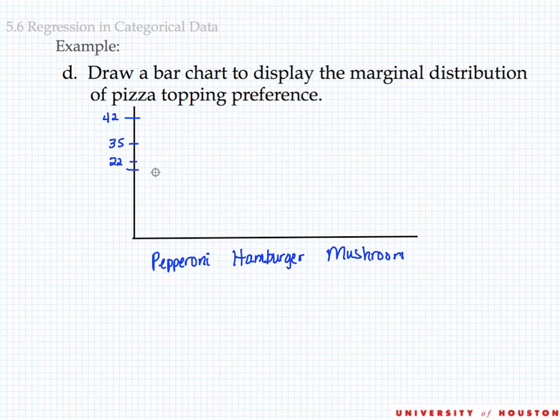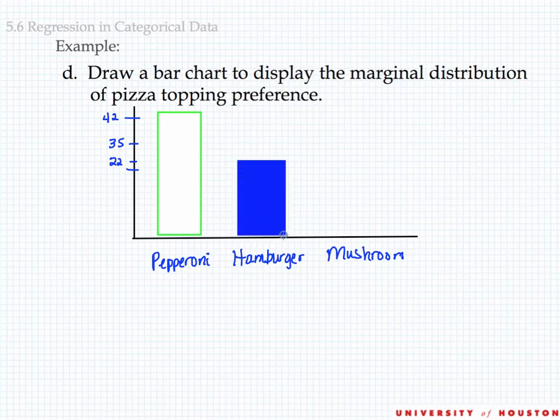So for pepperoni, that was a total of 43. And then for hamburger, we had a total of 22. And for mushroom, we had the total of 35.